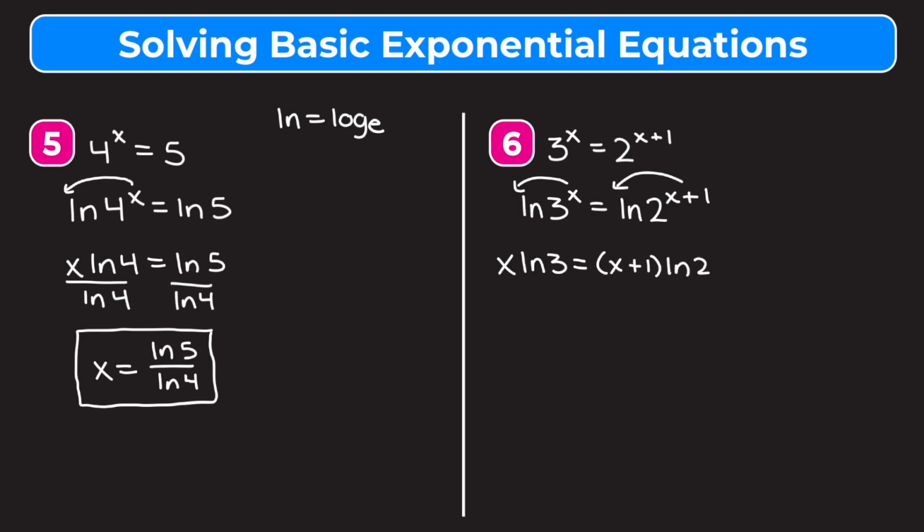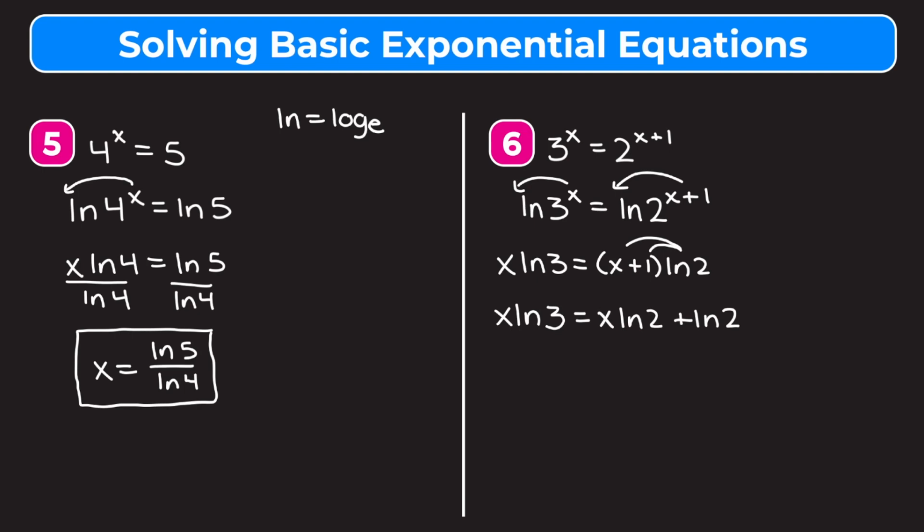We're going to have x times ln of 3 is equal to the quantity of x plus 1 times ln of 2. And now what we're going to want to do is keep the left side as it is for now. And we want to distribute this ln of 2 into our parentheses on the right side because we're trying to get the x's by itself, so we have to get the x out of that parentheses. We're going to have x times ln of 2 plus ln of 2.